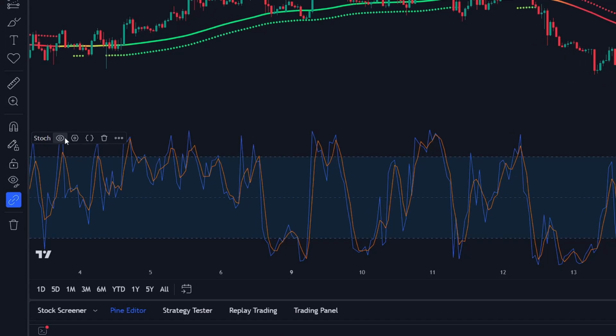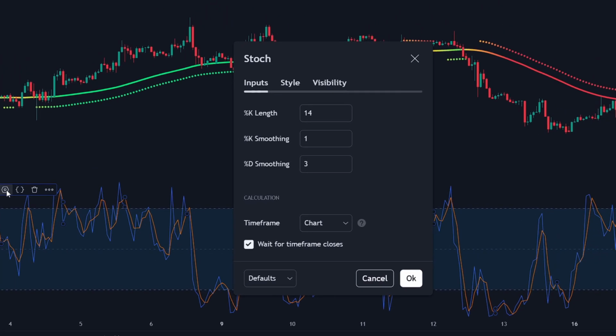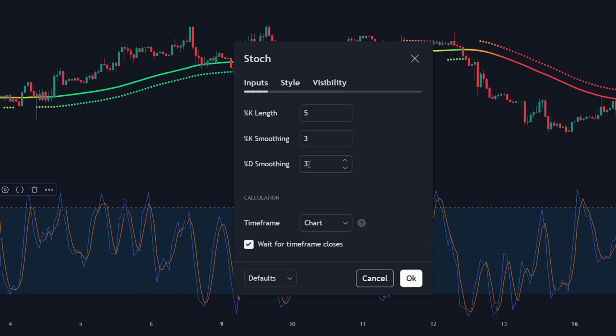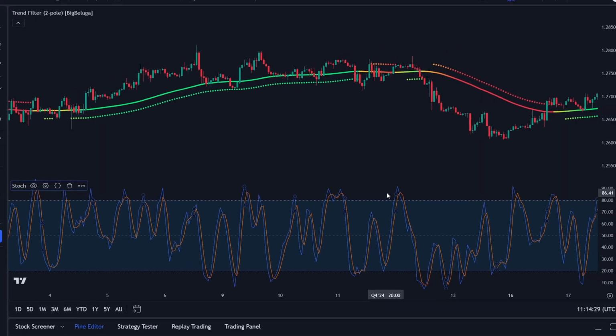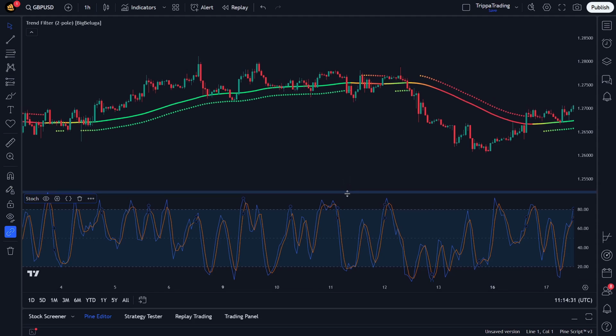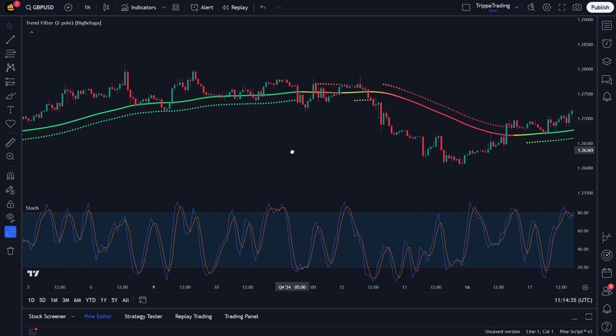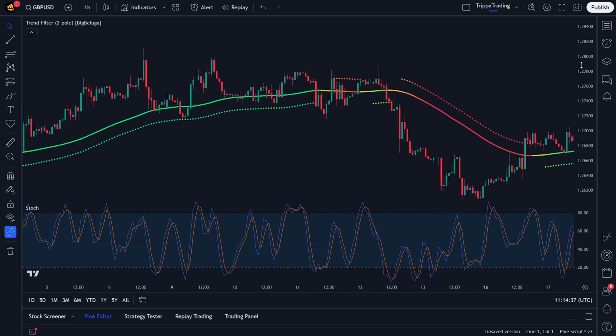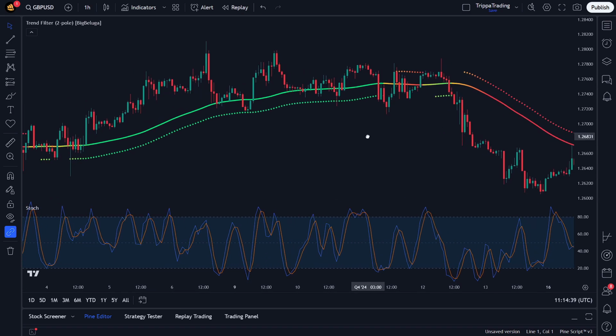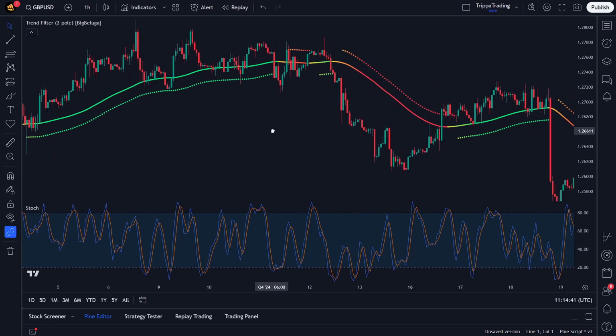First of all, we will adjust its settings for better accuracy. In the Input section, set the K% length to 5, the K% smoothing to 3, and the D% smoothing to 3 as well. With these settings, the stochastic oscillator becomes a reliable momentum tool for identifying overbought and oversold conditions. Now, let's go through the rules and conditions we need to keep in mind to use these two indicators together.